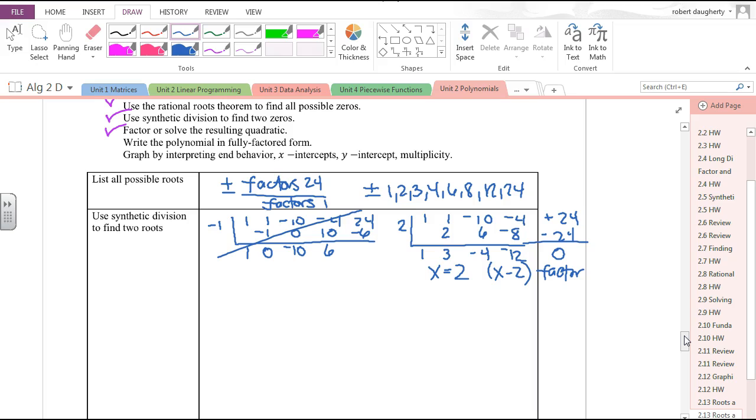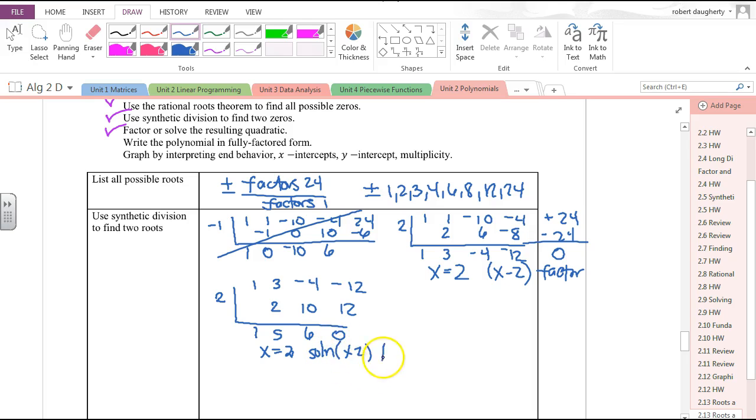So 2 works. Let's see if it works again. So let's try 2 again. And let's see, 1, 3, -4, -12. 1 times 2, that's 5. 2 times 5, 2 times 6. That tells me it worked again. X equals 2 is a solution. X minus 2 is a factor.